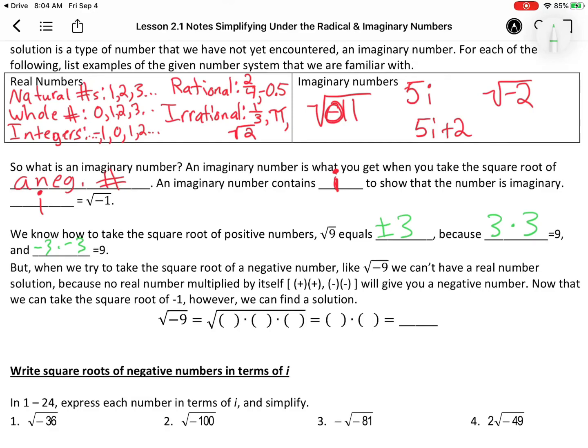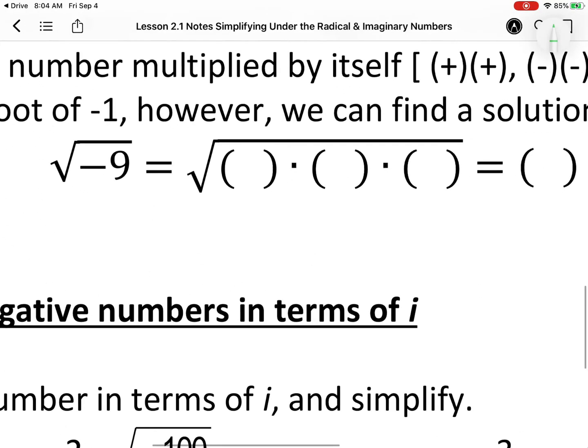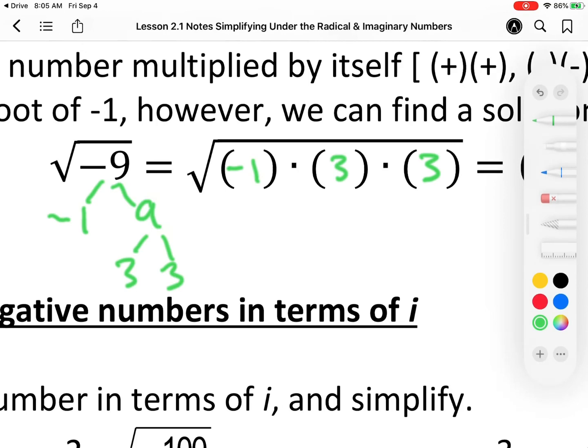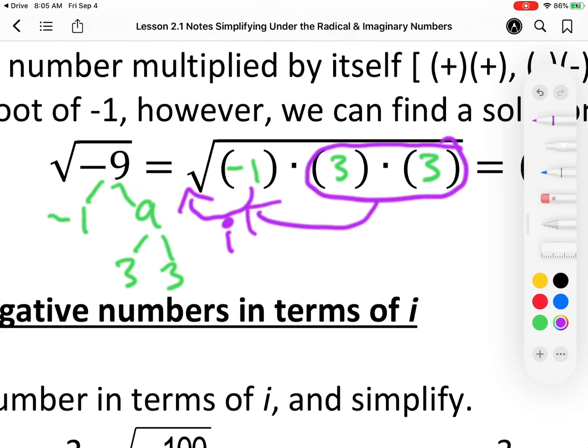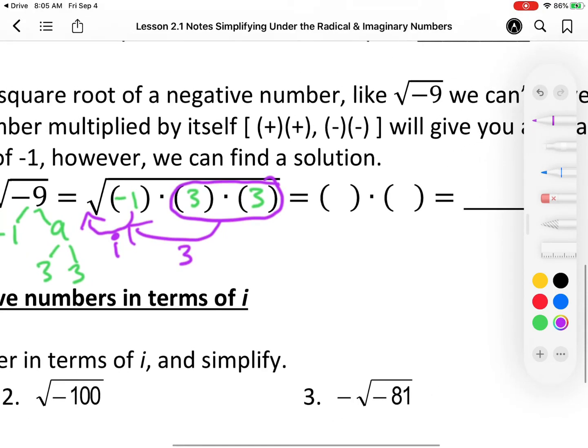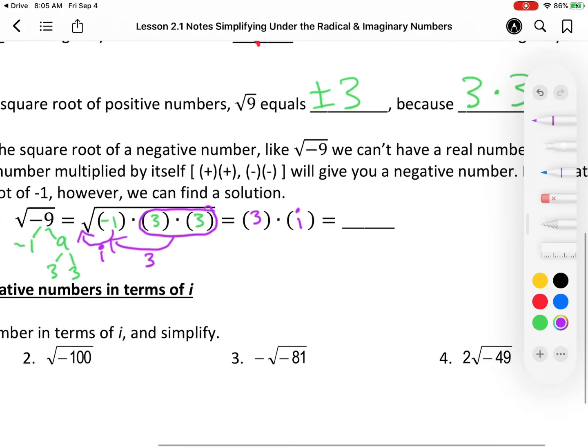Now that we can take the square root of negative 1, however, we can find a solution. So what I want you guys to know is that when you do your prime factorization, you can always take that negative 1 out and then deal with the number itself. So 3 and 3. So that means we have negative 1 times 3 times 3. So that negative 1 is going to come outside as I. And the two 3's are grouped together for a single 3. So that means we're outside going to have 3 and I. So we have plus and minus 3i.